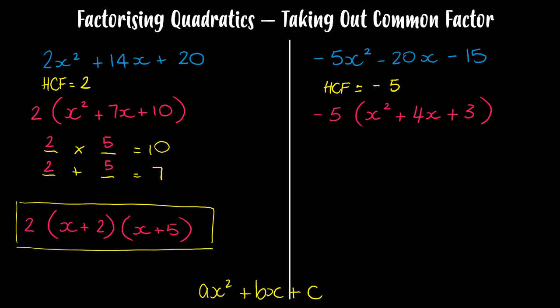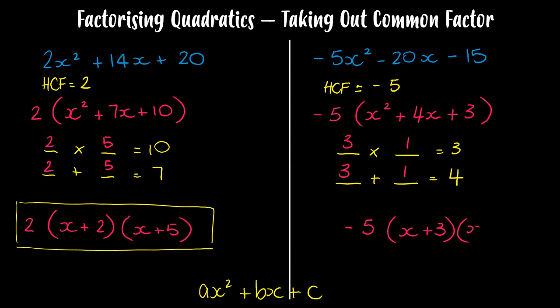So once again, I need two numbers which multiply to give me 3 and add to give me 4. In this case, that's a pretty straightforward one. We know that 3 multiplied by 1 is 3, and 3 and 1 are the only factors of that, and 3 plus 1 equals 4. So in this case, I'm left with negative 5 outside of x plus 3, next brackets, x plus 1.